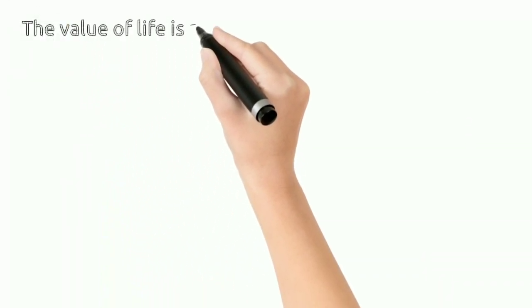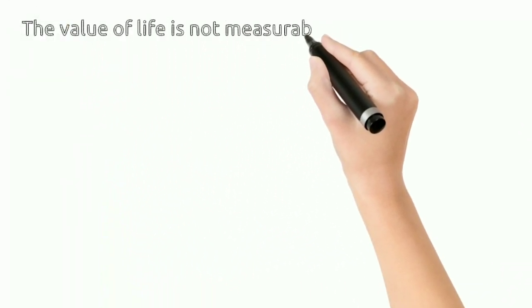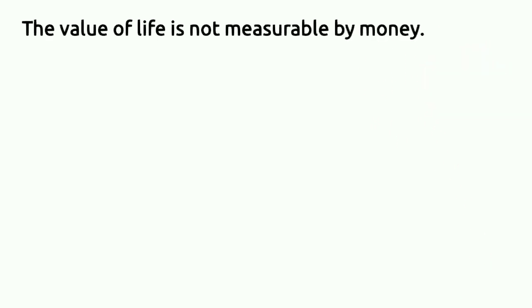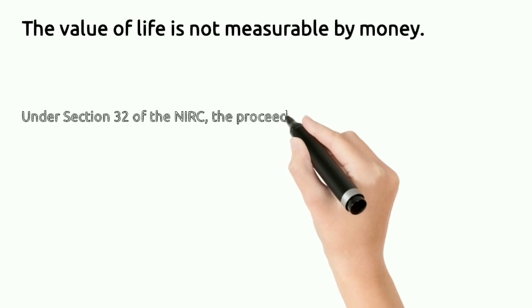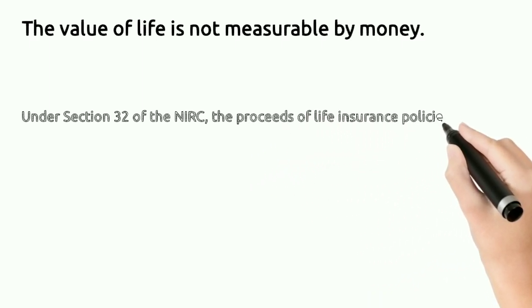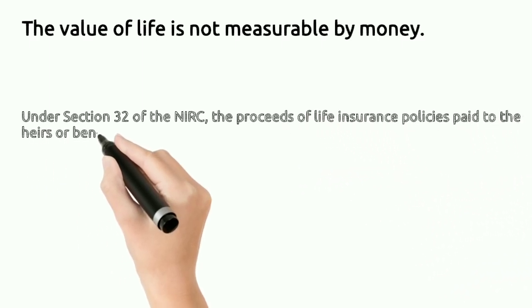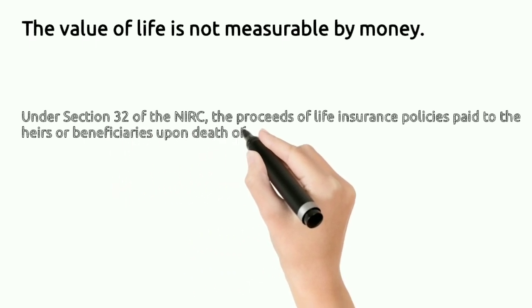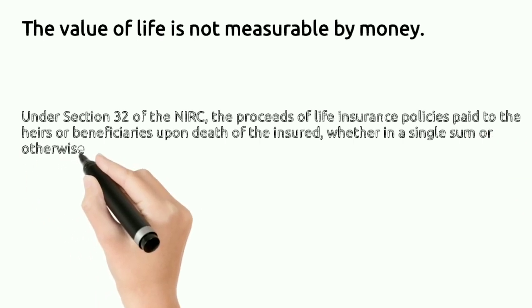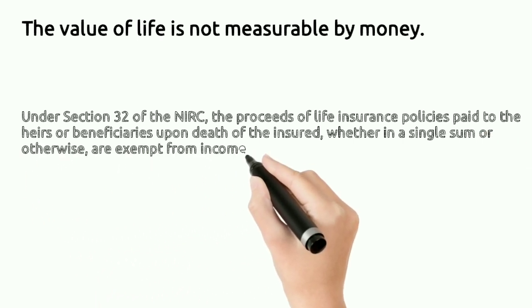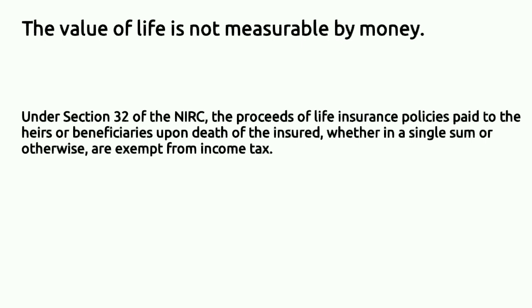The value of life cannot be measured by money. This is applicable sa life insurance policy. Under Section 32 of the National Internal Revenue Code, the proceeds of life insurance policies paid to the heirs or beneficiaries upon death of the insured, whether in a single sum or otherwise, are exempt from income tax. For example, you are the owner of the life insurance.